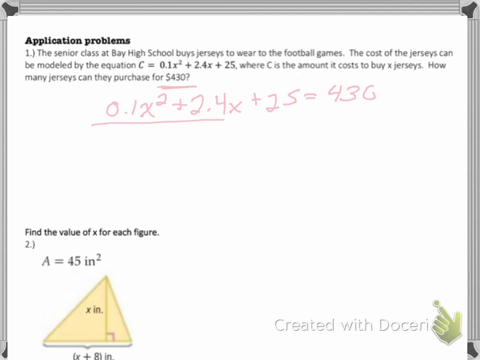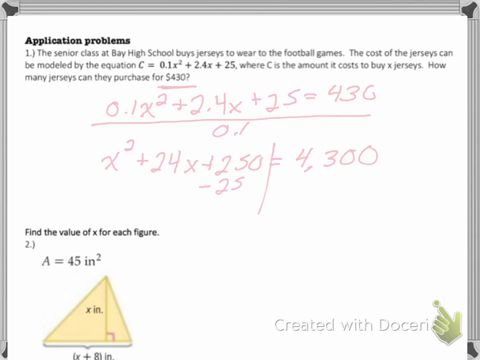So I have an a value, right? That means I need to divide everything by 0.1. And the beauty about this is now I'm going to be working with whole numbers. So I've got x squared plus 24x plus 250 is equal to 4,300. Now we know how to complete the square. We'll go ahead and subtract 250 from both sides, and so I get x squared plus 24x equals 4,050.